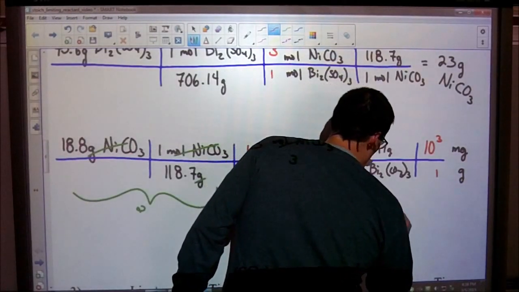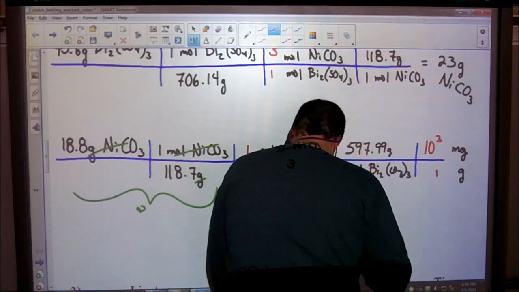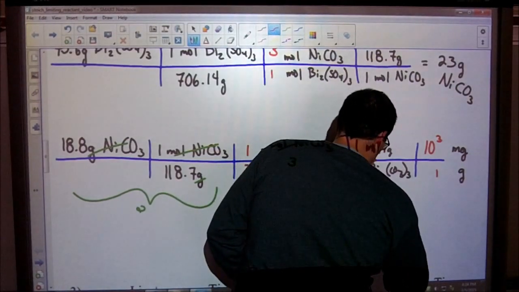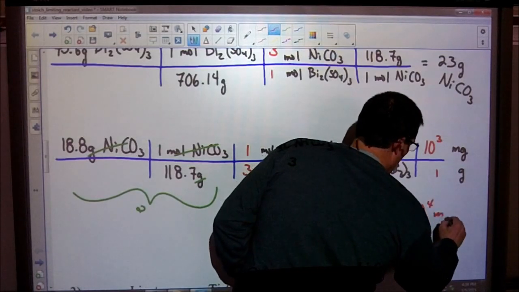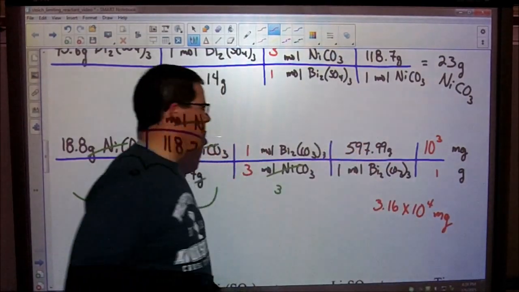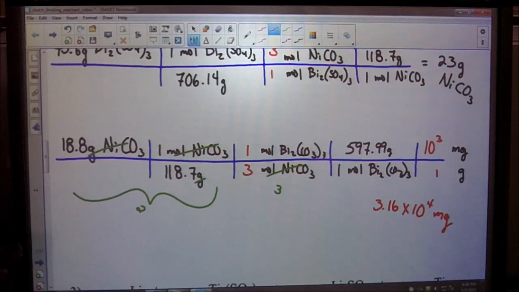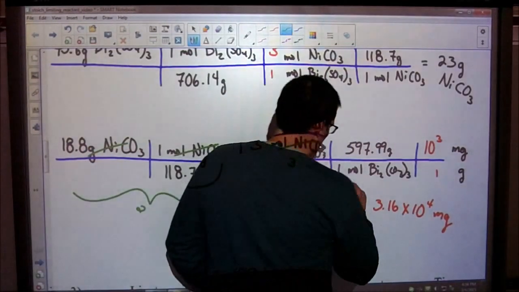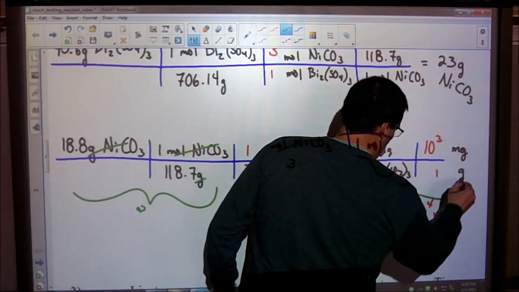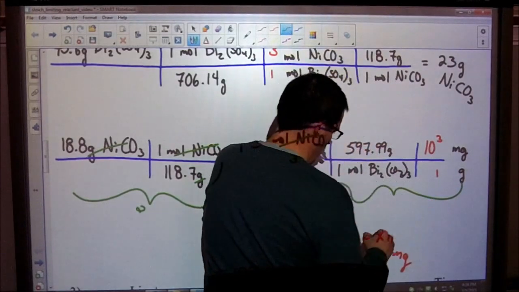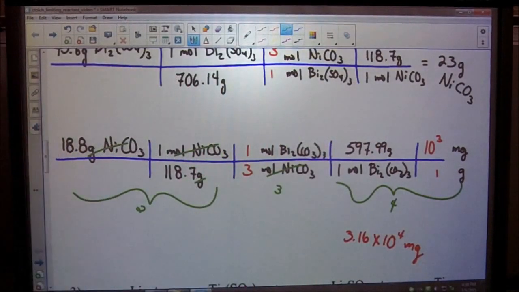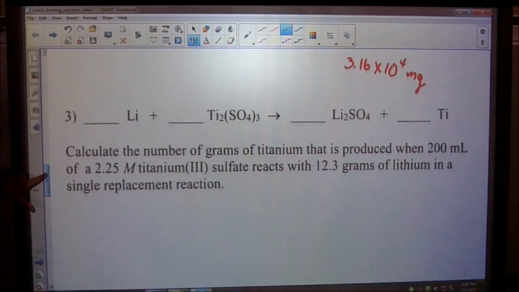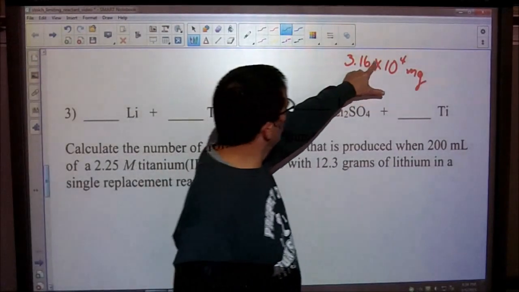31,000. Actually, let's go 31,600. So I'm going to go 3.16 times 10 to the 4 milligrams. Sorry about that. Okay. And again, recall that all of this, the other way, all of that is step 4. Okay. All right. Let's take a look at number 3.